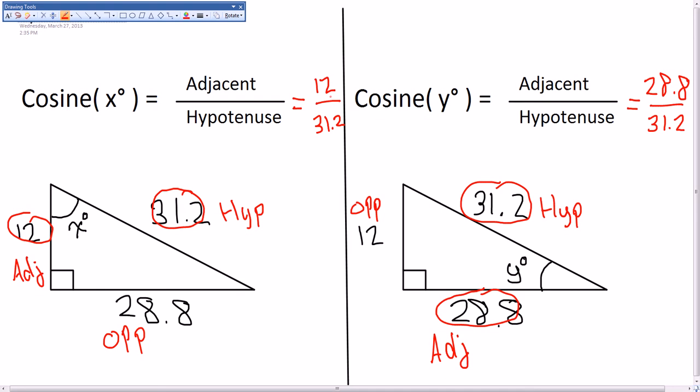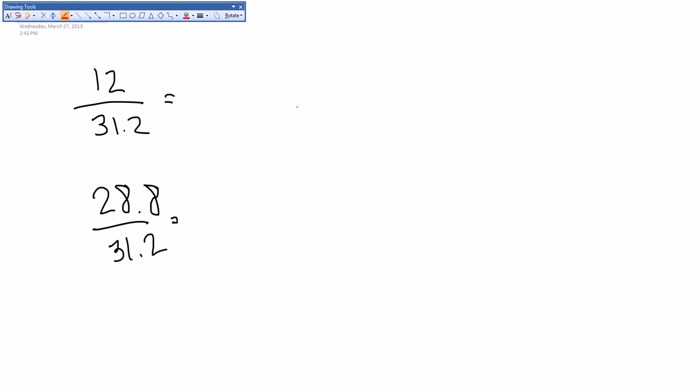Now these aren't our final answers, because notice these aren't proper fractions. We always want to have fractions that are proper fractions in lowest terms. So let's take a look at how to do this. We've got 12 over 31.2 and 28.8 over 31.2, and let's look at reducing these to lowest terms. Remember that any fraction is just a division statement, so this is the same as 12 divided by 31.2.